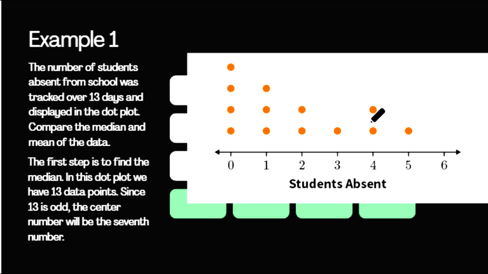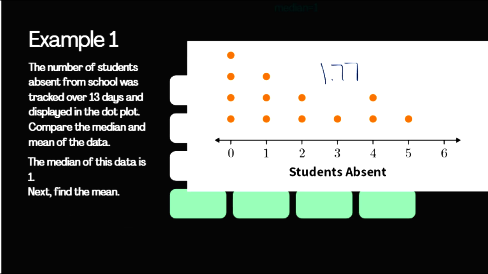Since 13 is odd, the center will be the 7th number because 13 divided by 2 is 6.5. So we go 1, 2, 3, 4, 5, 6. We want right here, we can't have it. So our median is going to be 1. Okay, the median of this data is 1.